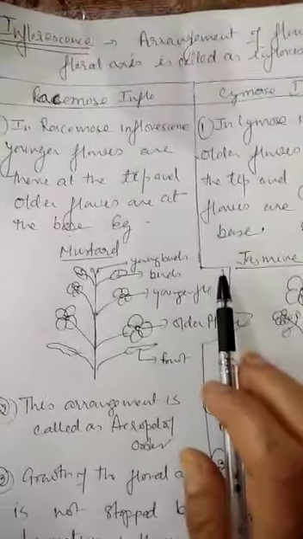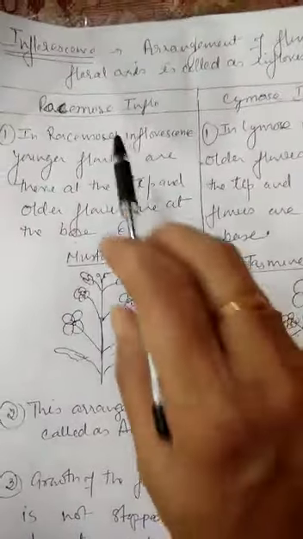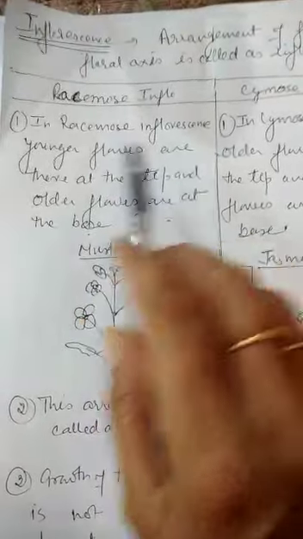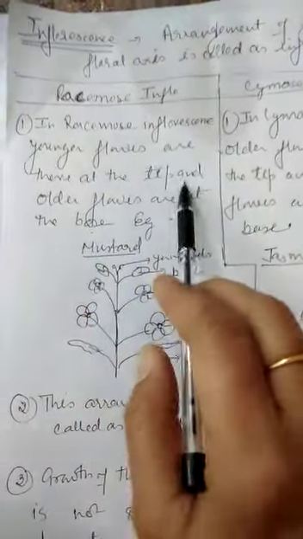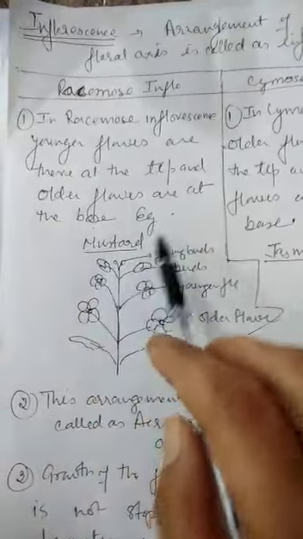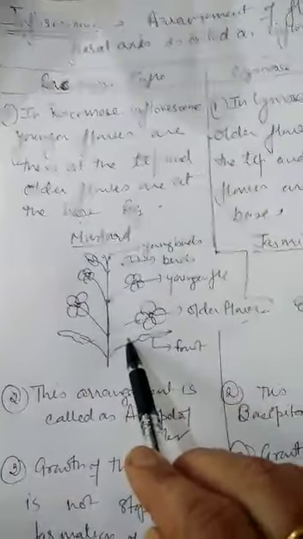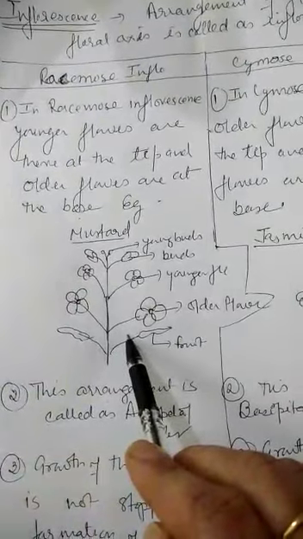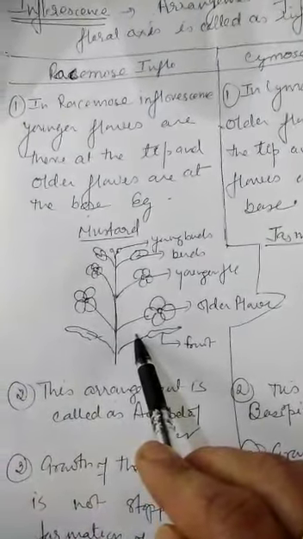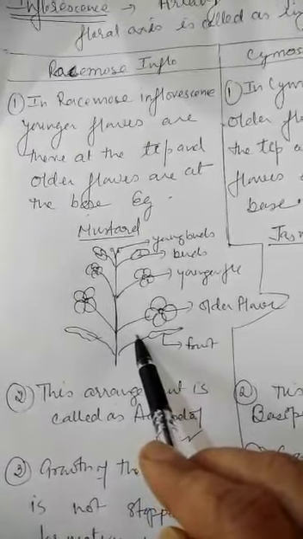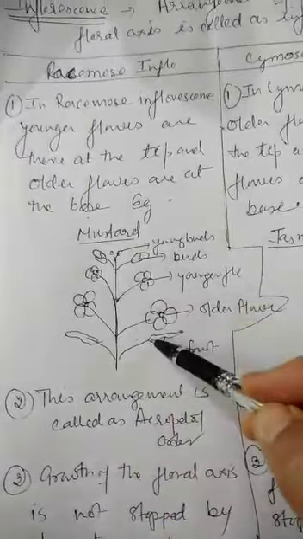Children, now we are here discussing the difference of racemose and cymose inflorescence. In racemose inflorescence, the younger flowers are there at the tip and older are there at the base. As I have drawn in this picture, this is the example of mustard. But nowadays the season of mustard is not there, but I am showing you another example of racemose inflorescence actually. But you are to draw the diagram the same way.